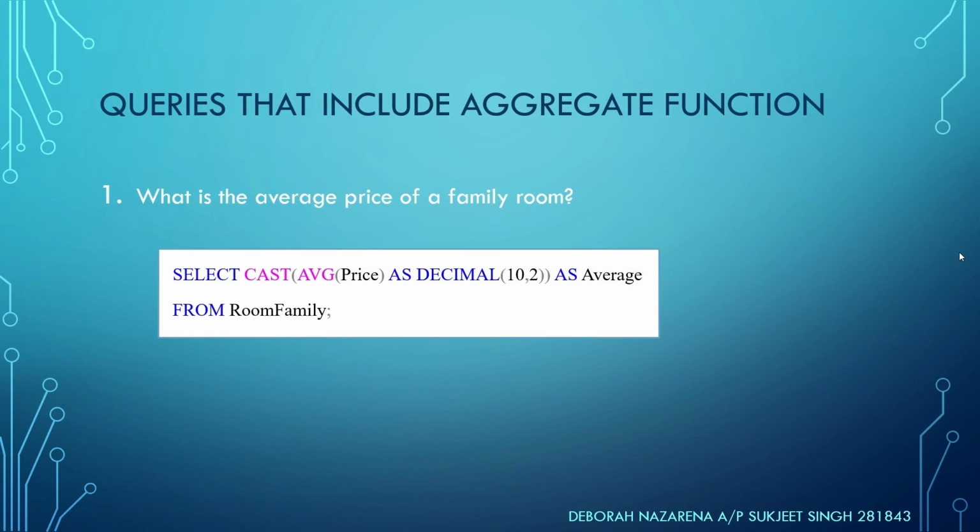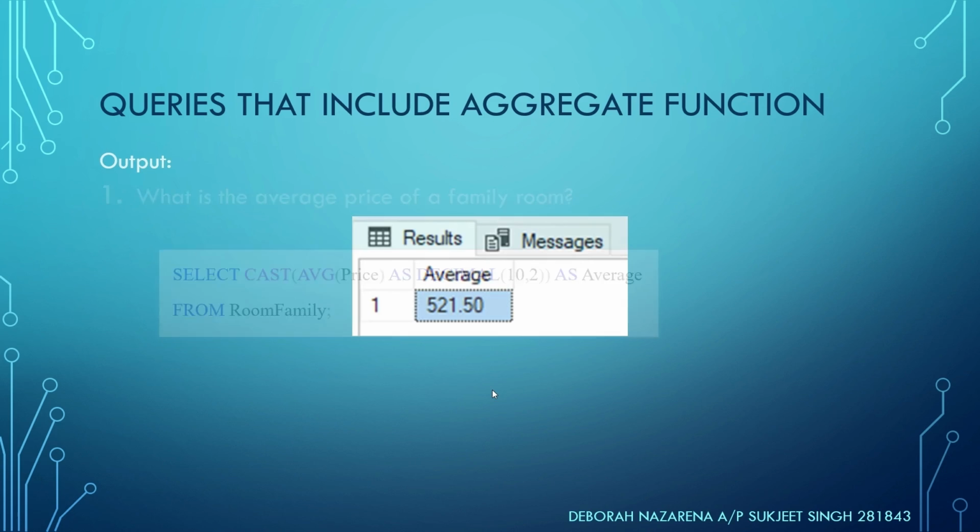Next, we will look at the queries that include aggregate functions. For this case, we decided to find out the average price for a family room. We have a total of 10 family rooms in the room family table from the database. So we take the price from all of those details in the room family, and then we calculate the average using the AVG aggregate function. In this case, we use the CAST function, CAST as decimal, to round the decimal to 2 places, and then we list them out in the output. So the output shows that the average room family price is 521 ringgit and 50 cents.